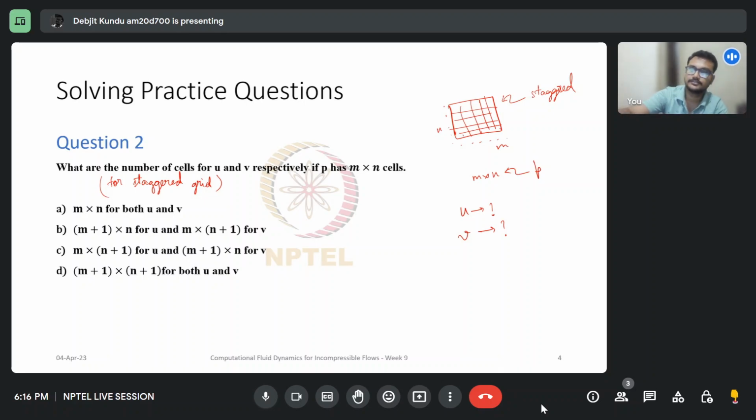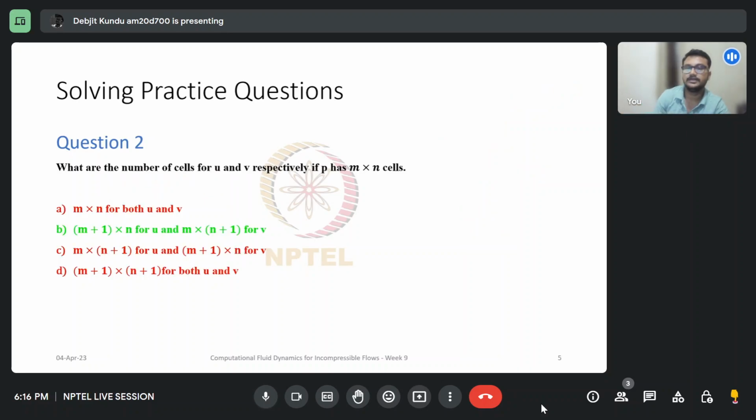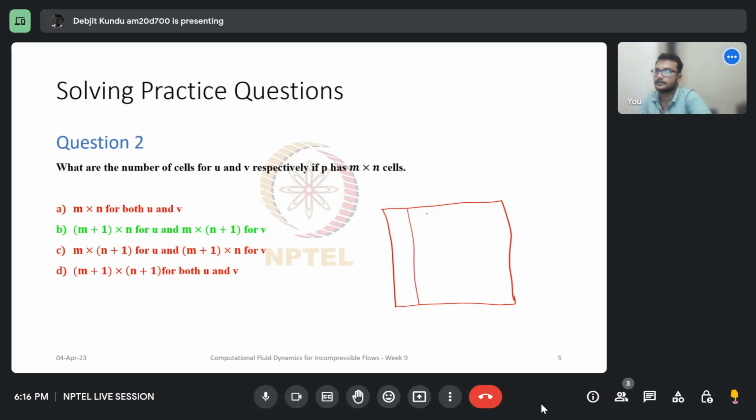So let's have a look at the solution. The solution is option B, m plus 1 cross n for u and m cross n plus 1 for v. So let's take the example that was given in the lecture. We have a square section like this, and let's divide this up into 5 cell centers, and we will divide this into again 5 in that end.